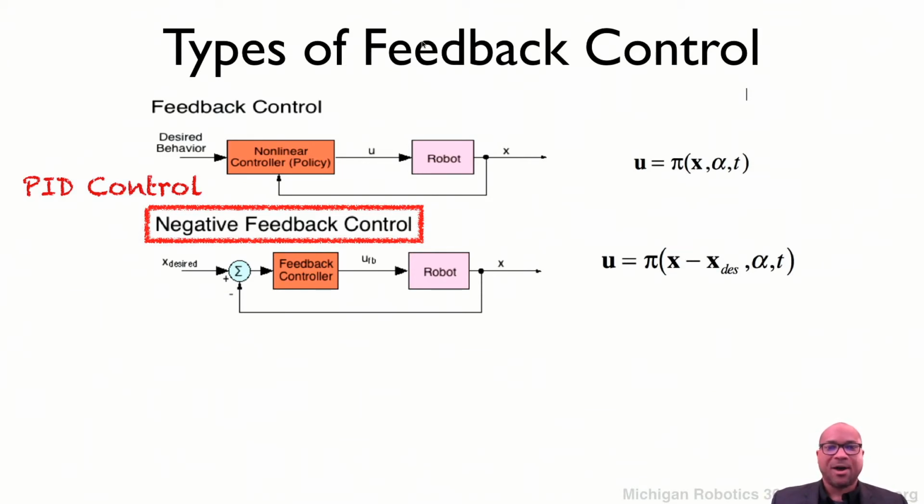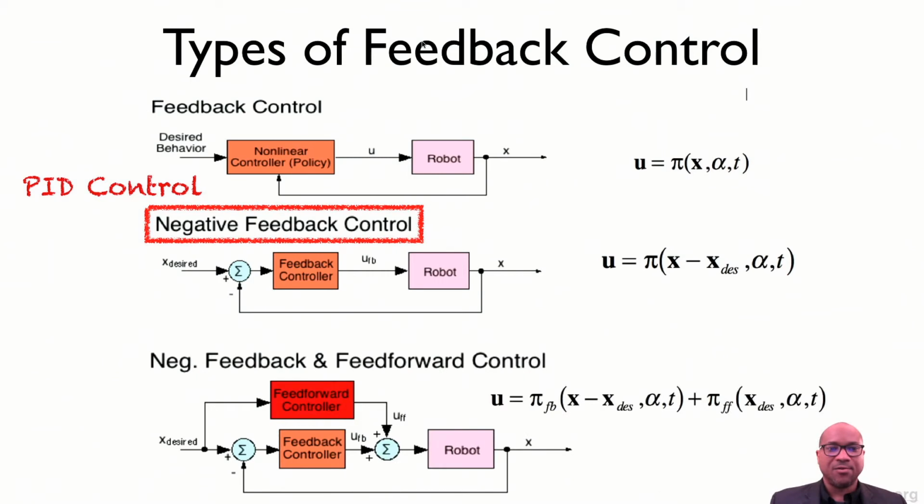And so really, it's about minimization of error. That is how we're thinking about control in this case. And then there's also negative feedback control with the feed-forward controller. The feed-forward controller may want to adjust the system for things that you might expect. So if you know that you have to compensate against gravity, then you might use the feed-forward controller.